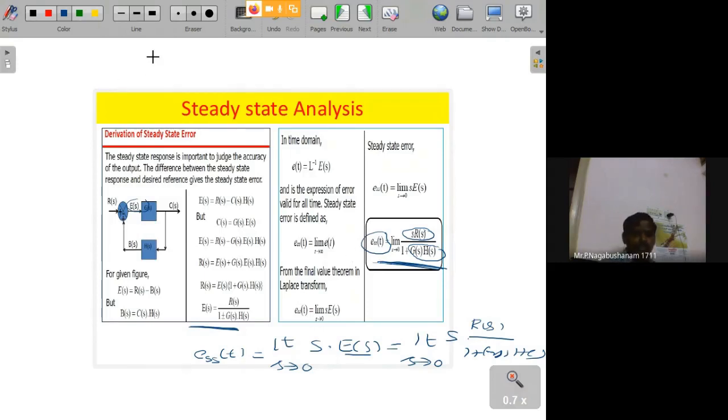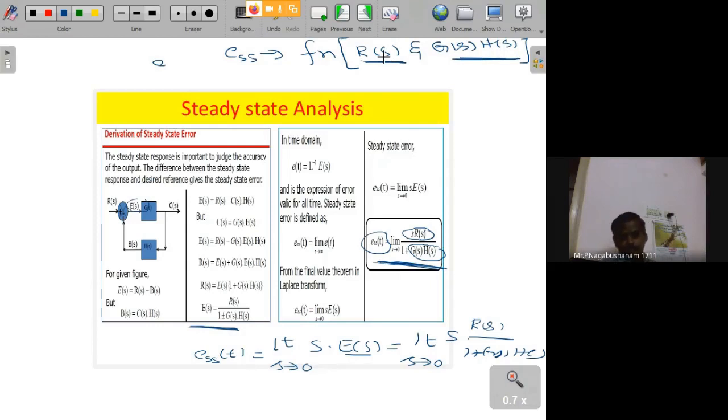In general, this is the steady state error ESS. Steady state error is a function of R of S and G of S, H of S. That means the steady state error depends upon the loop transfer function and what type of input you are giving to the system: step input, ramp input, or parabolic input. It is a type 0 system, type 1 system, or type 2 system.